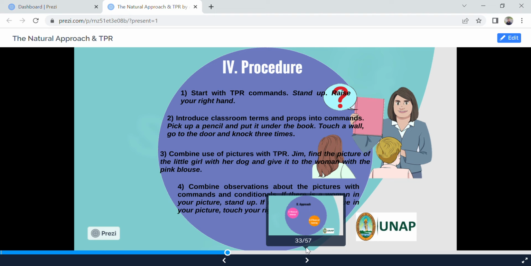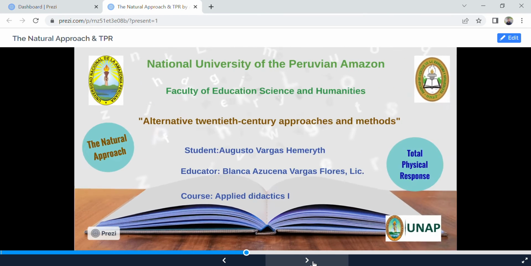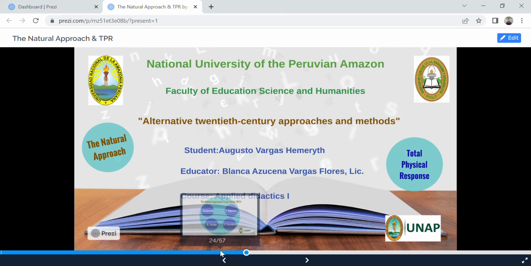So we can combine pictures with total physical response, like when we ask Jim, for example, find a picture of the little girl with her dog and give it to the woman with the pink blouse. So these are ways how the natural approach is tackled in a classroom. So this is the first approach, the first method, of the alternative 20th century approaches and methods.